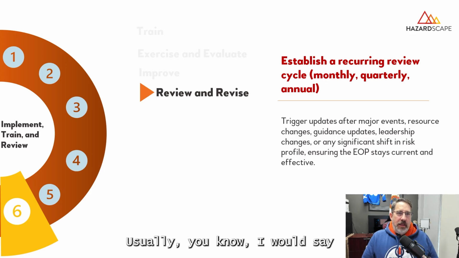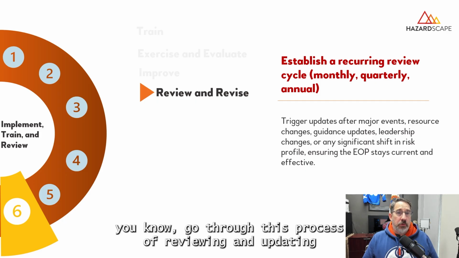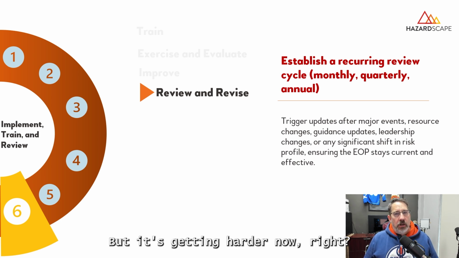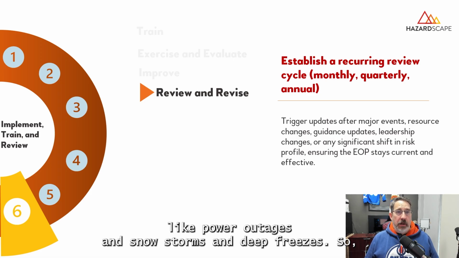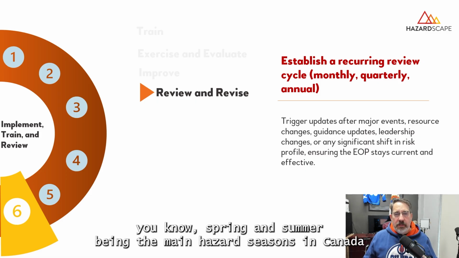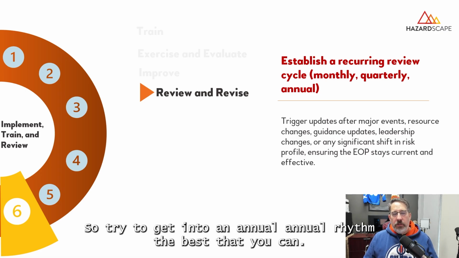Usually, I would say, if you can, the best time to go through this process of reviewing and updating the plan would be January to March, just before the spring. But it's getting harder now, right? Because winter is bringing all sorts of different emergencies like power outages and snowstorms and deep freezes. So this notion of spring and summer being the main hazard seasons in Canada is kind of fading away, especially with climate change. So try to get into an annual rhythm the best that you can.